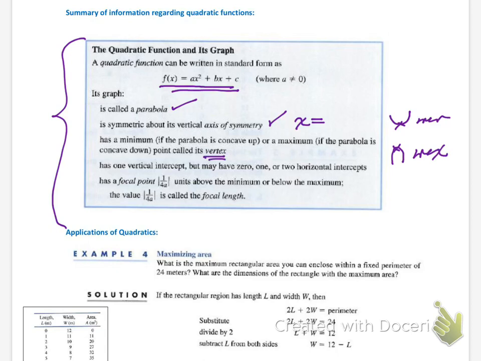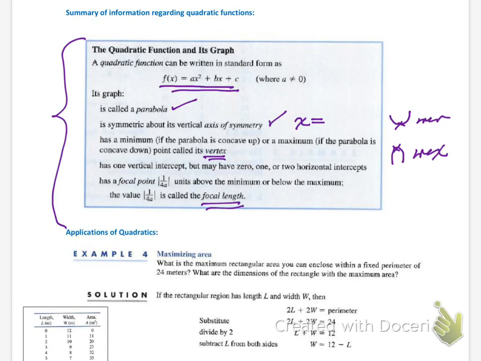Okay, it has one vertical intercept, but may have 0, 1, or 2 horizontal intercepts. So the vertical intercept is the y-intercept. The horizontal intercepts are the x-intercepts. And the focal point is 1 over 4a, absolute value, units above the minimum or below the maximum. The absolute value of 1 over 4a is called the focal length. So that's a nice little summary.